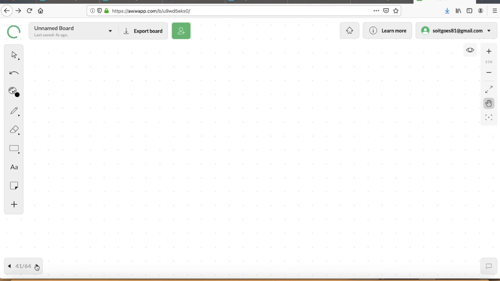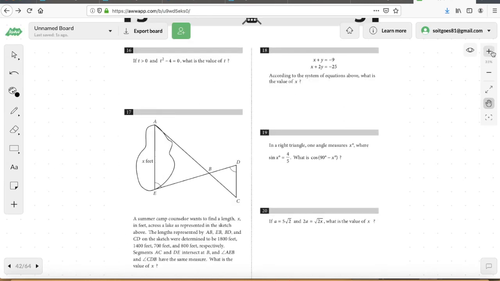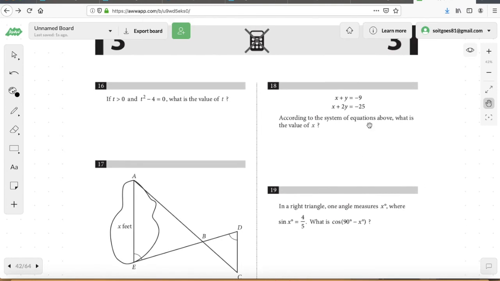At some point here, we're losing valuable time that we don't have on a 25-minute test. Oh, I don't even need that page. There we go. Okay, question number 16. I love this one so much. This one's so crazy easy. So if t is greater than 4 and t squared minus 4 equals 0, what's the value of t?